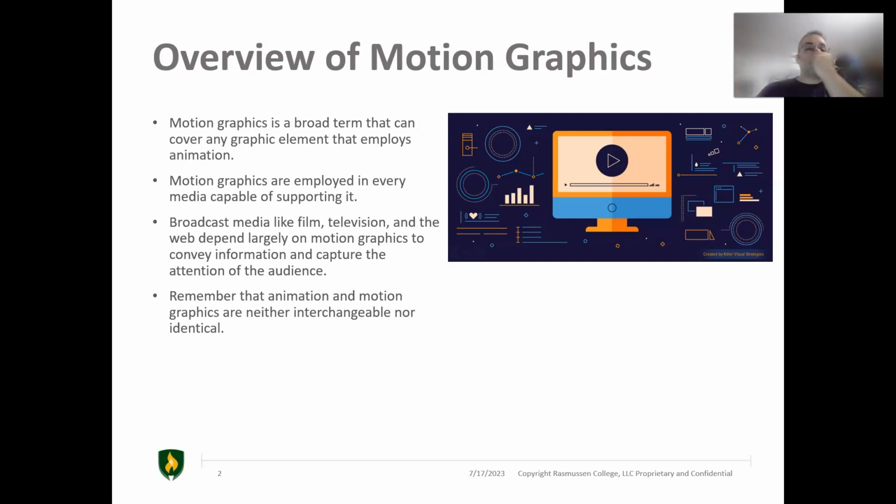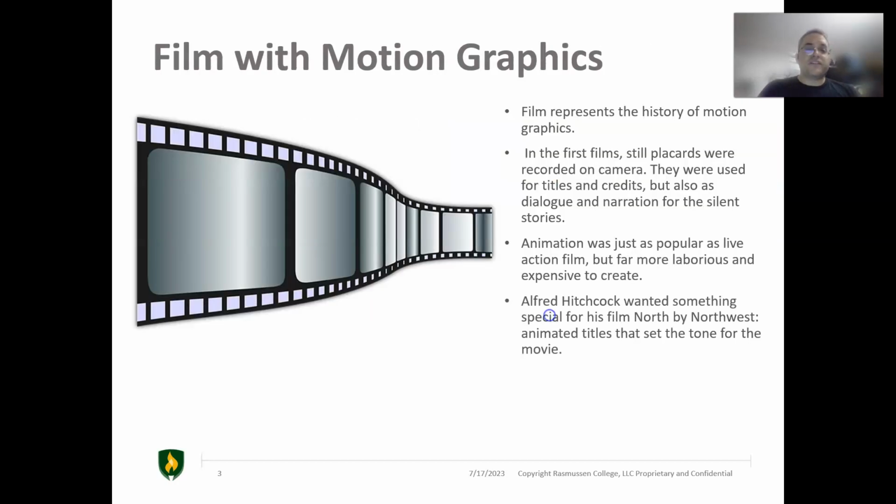So in an overview, motion graphics is just a broad term that can cover any graphic element that employs animation. We're not talking about character animation or some type of robotic animation. We're talking about any type of animation, even if it's text, different types of backgrounds, images, whatever. Motion graphics are employed in every media capable of supporting it. Broadcast media like film, television, and the web depend largely on motion graphics, especially sports and newscasting. They all play with this. And remember, animation and motion graphics are interchangeable, but they're not identical either. So that's something to keep in mind.